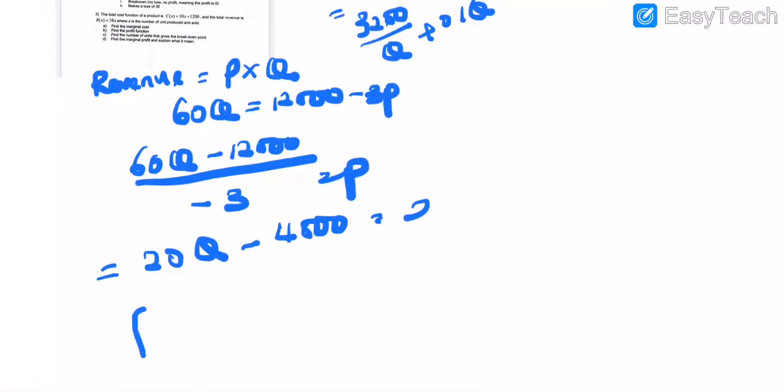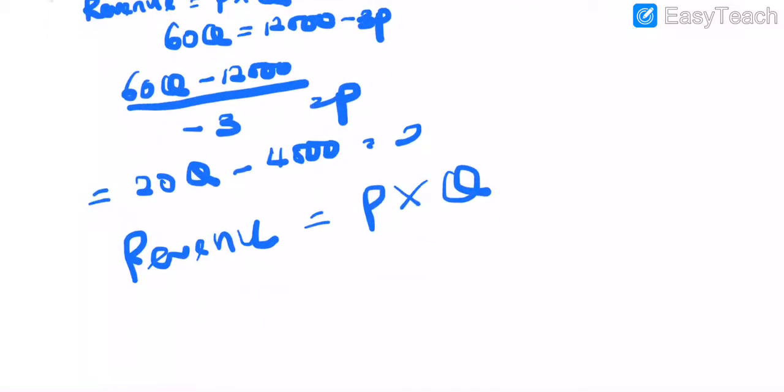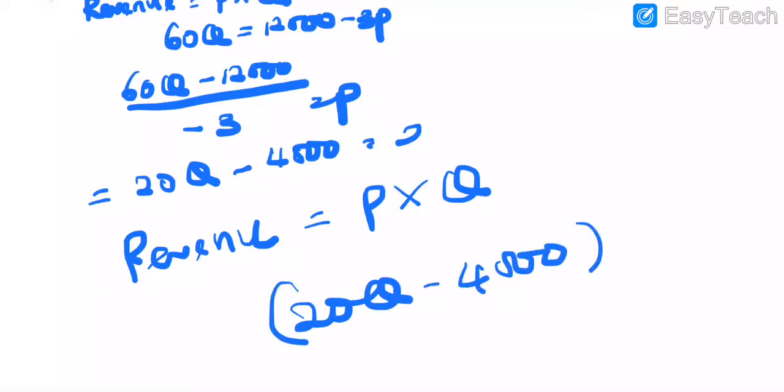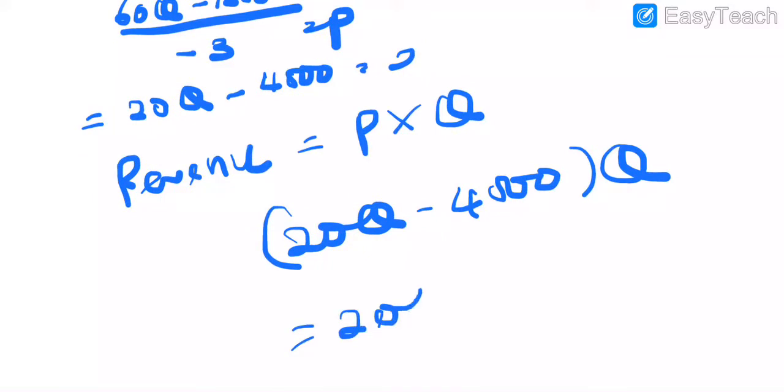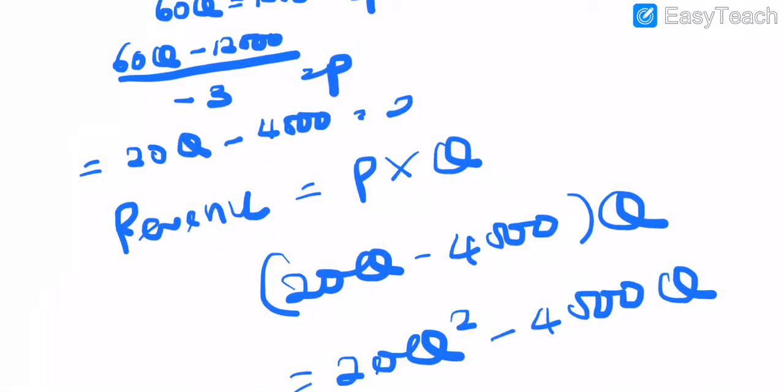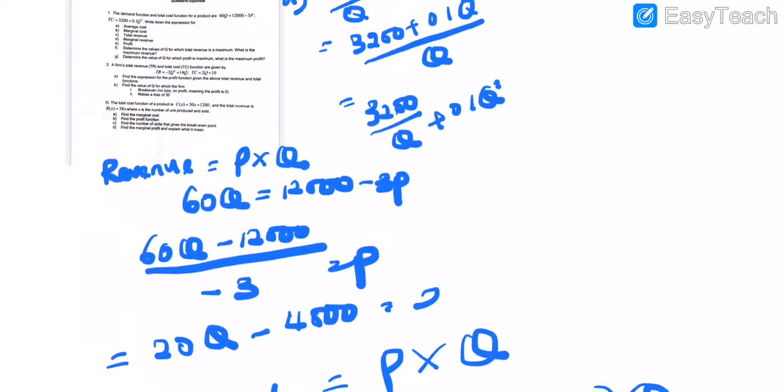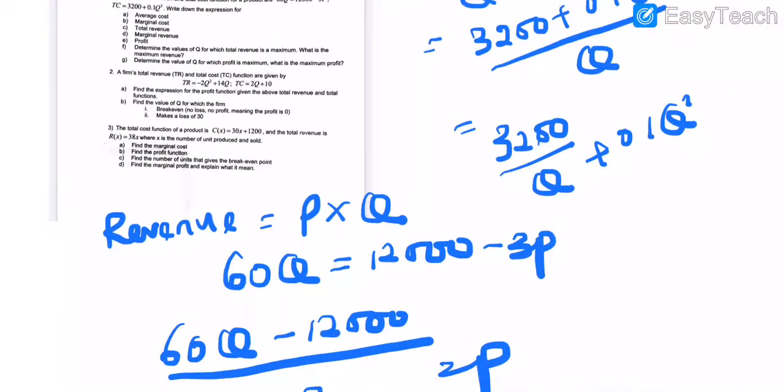So the revenue equals price times quantity, which is 20q minus 4,000 times q, which is 20q power of 2 minus 4,000q. Okay, so this one is the revenue. Then after that, you need to find out the marginal revenue here. I believe that you know how to do it, right? Then the profit, you still remember the profit formula? Profit is total revenue function minus the total cost function.